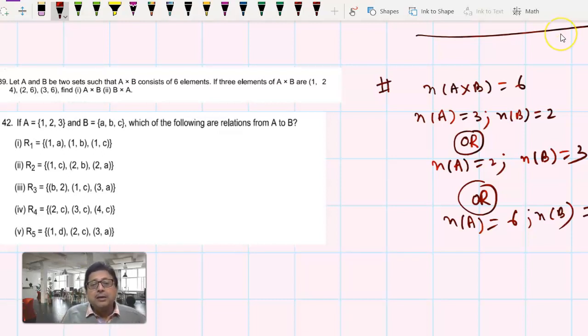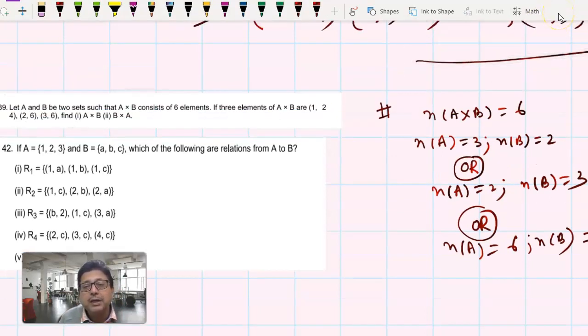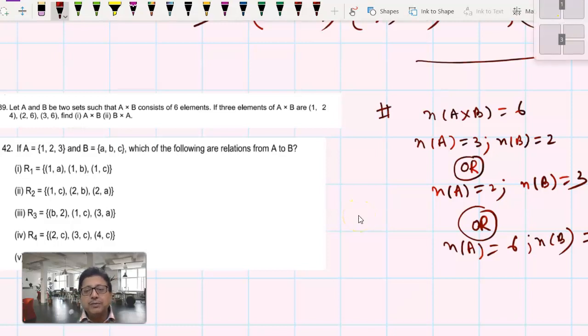Now look at the relation. 3 elements of A cross B, not the relation, just 3 elements of A cross B are given. You see it is 1, 2. Just a minute. It is 1, 2 or 1, 4, something like that is given. Then 2, 6, 3, 6. Number of elements in one set. Oh my God, this is not 2. You take this one, 4. Okay, this 4 is not there.